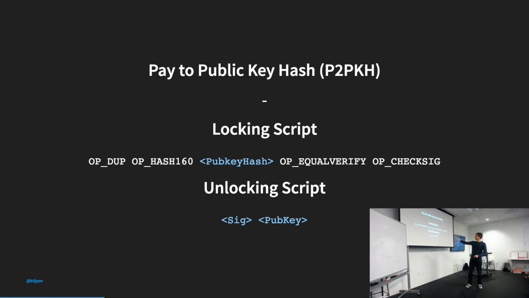If we take the string that you see up here, I got a laser. Right, so you see OP_DUP, OP_HASH160, pubKeyHash, which is like a variable, OP_EQUALVERIFY, and OP_CHECKSIG. That probably looks kind of scary and stuff.